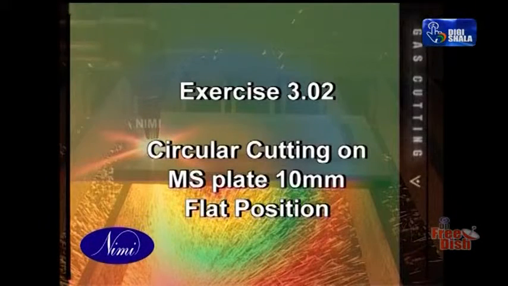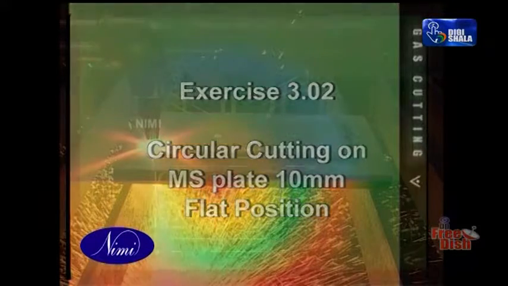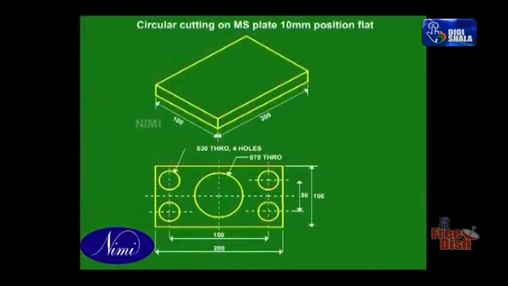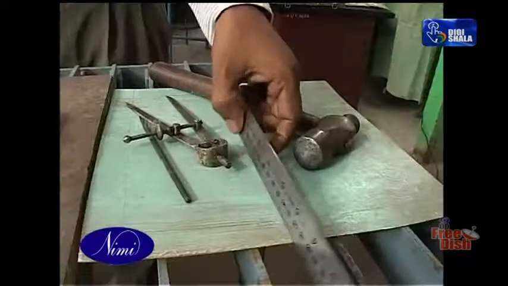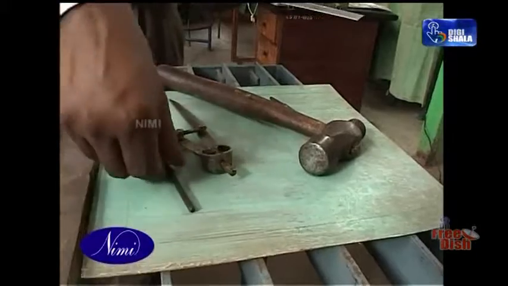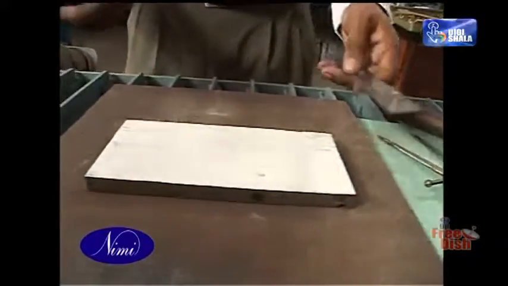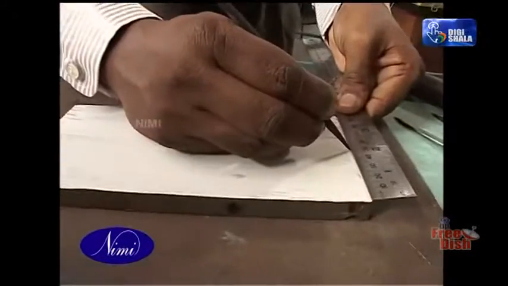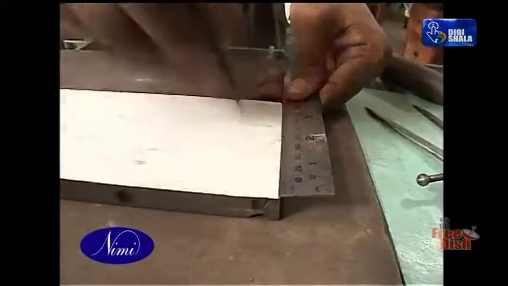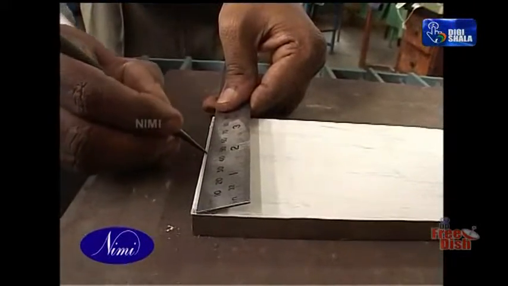Exercise 3.02. Circular cutting on MS plate. Position flat. Unlike 3.01, you mark the center lines of the plate. Here the size of the plate is the same as in exercise 3.01: 10 mm thickness, 200 mm in length and 100 mm in width.